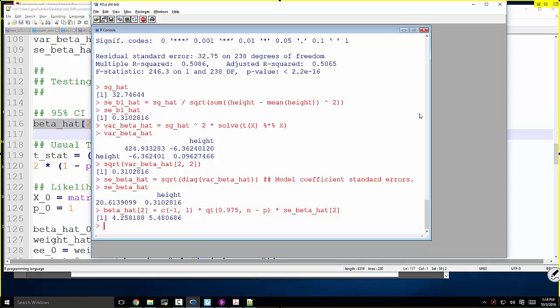If I just wanted to test whether beta 1 is equal to 0, that interval right there would tell me you can reject that null hypothesis. If your null value is not contained in a 95% confidence interval, then you know you will reject at a significance level of 0.05. In other words, the p-value that you would get would be less than 0.05. You know that just by looking at the interval.